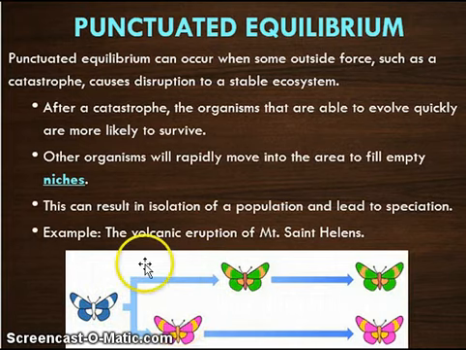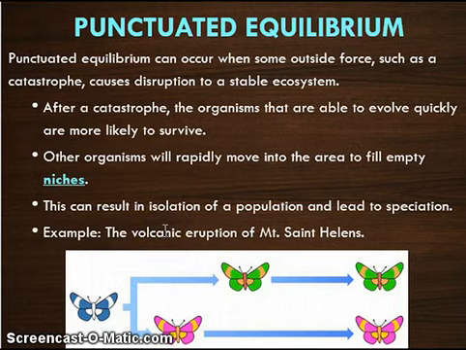And so an example of this is the volcanic eruption at Mount St. Helens up in Washington, and because species were isolated from each other, that caused rapid speciation to occur.